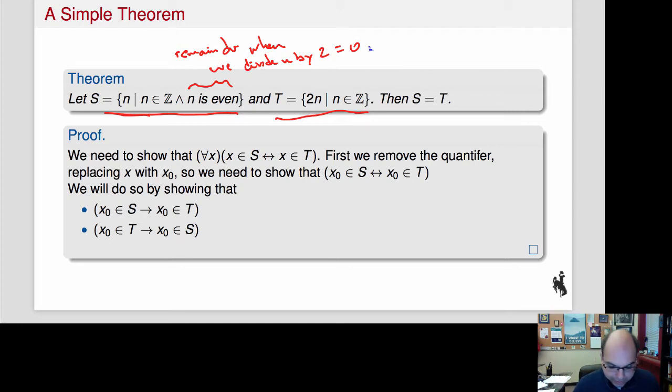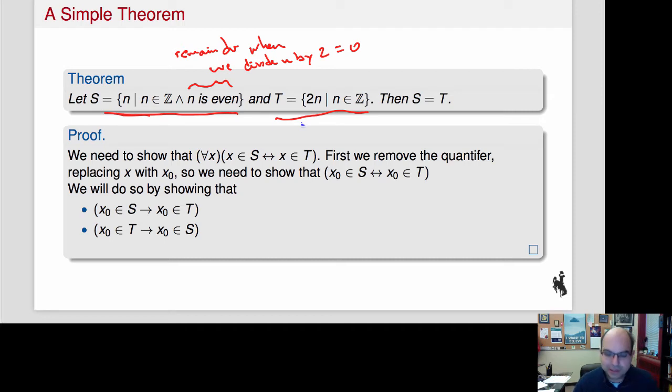Okay. And in a certain sense, this proof is going to boil down to the fact that if the remainder when we divide n by 2 is 0, then there has to be an integer k such that n is equal to 2k, right? So that's going to be the gist of the proof, okay? But the focus here is not on numbers or evenness, it's on sets, okay? That's what I want you to consider.